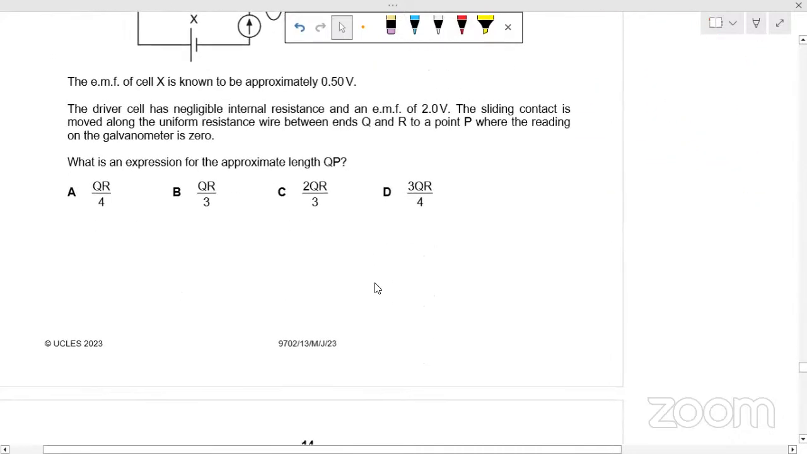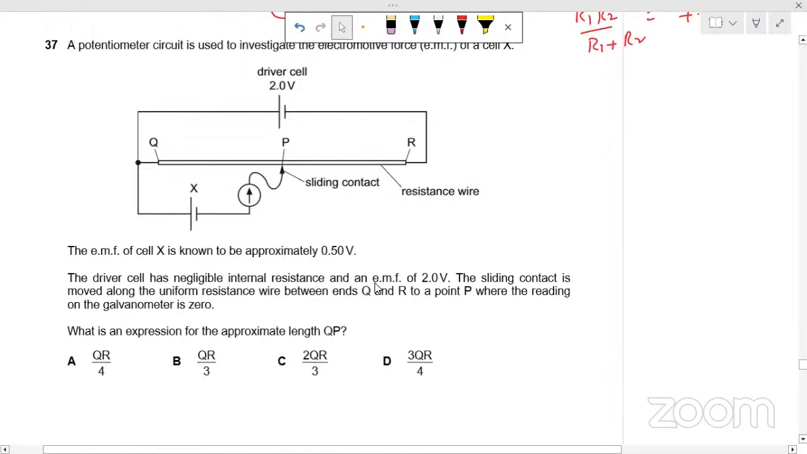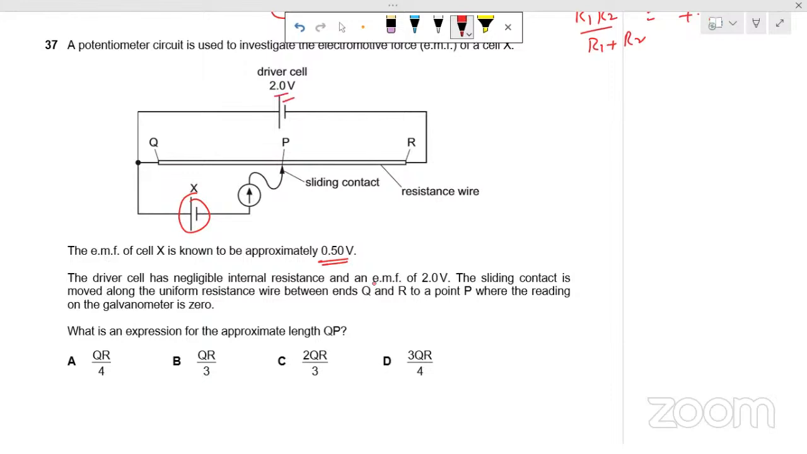What about 37? The EMF of the cell is known to be approximately 0.5 volt. The driver cell is 2 volt. The sliding contact is moved along the uniform resistance wire between Q and R, until the reading of the galvanometer is 0. What is the expression for the approximate length of this?